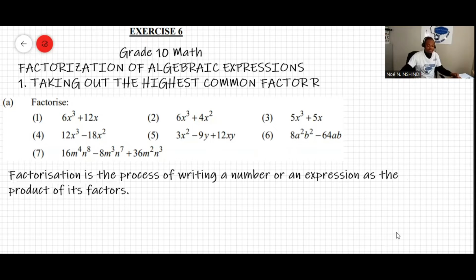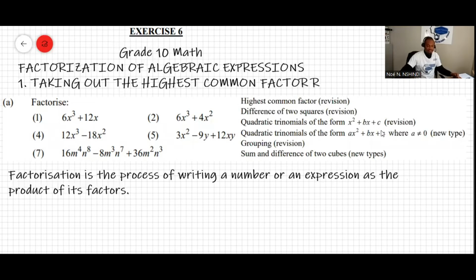Here we will discuss the highest common factor, the difference of two squares, quadratic trinomials of the form x squared plus bx plus c, and then quadratic trinomials of the form ax squared plus bx plus c, where a is different from 0, and then factorization by grouping, and then sum and difference of two cubes. Now, let's first start with the first point here, factorization by the highest common factor. I know it's something like we did in the previous grades, like 9, 8, 7, etc.